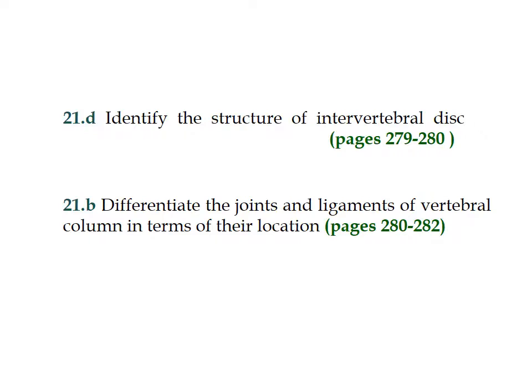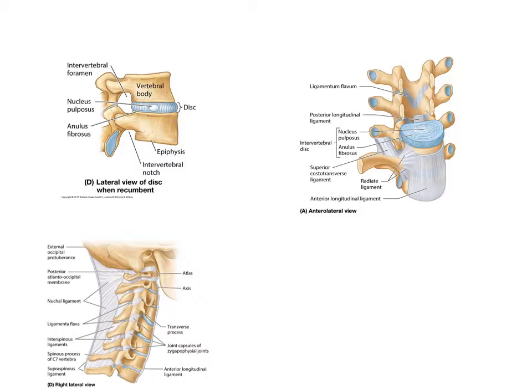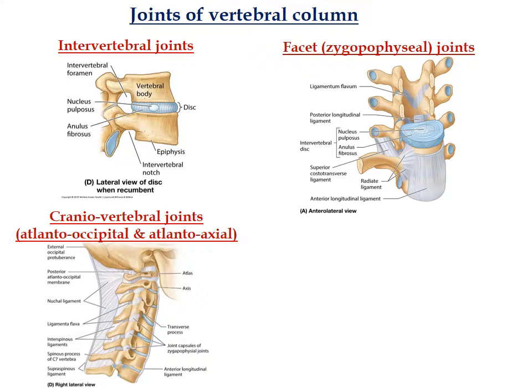The first one is to identify the structure of the intervertebral disc. Then differentiate the joints and ligaments of the vertebral column in terms of their location. I have quoted the pages. You need to read only these pages. First we will discuss the intervertebral disc, then we will move on to the joints of the vertebral column. The intervertebral disc, what we are going to talk about, this is the one.